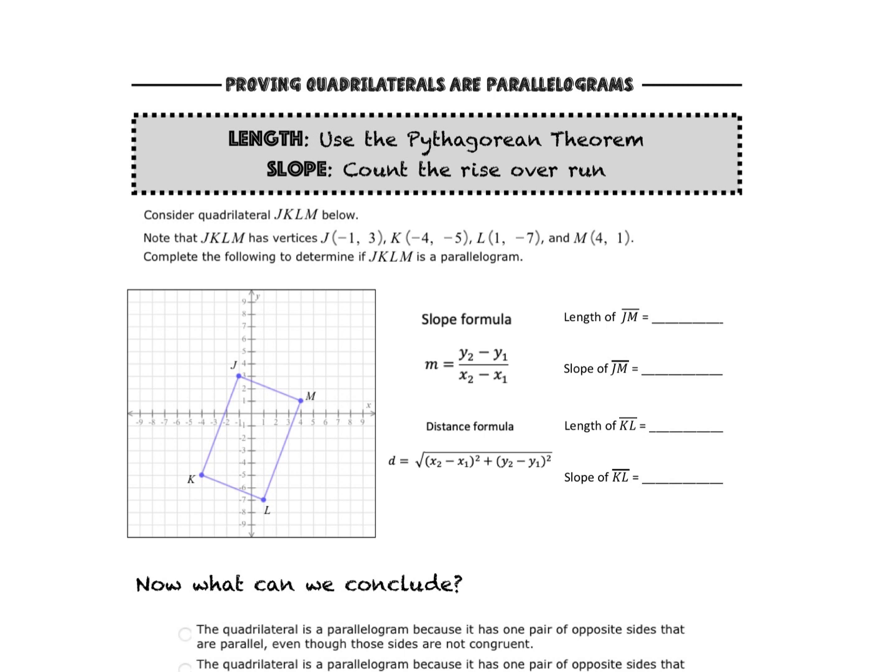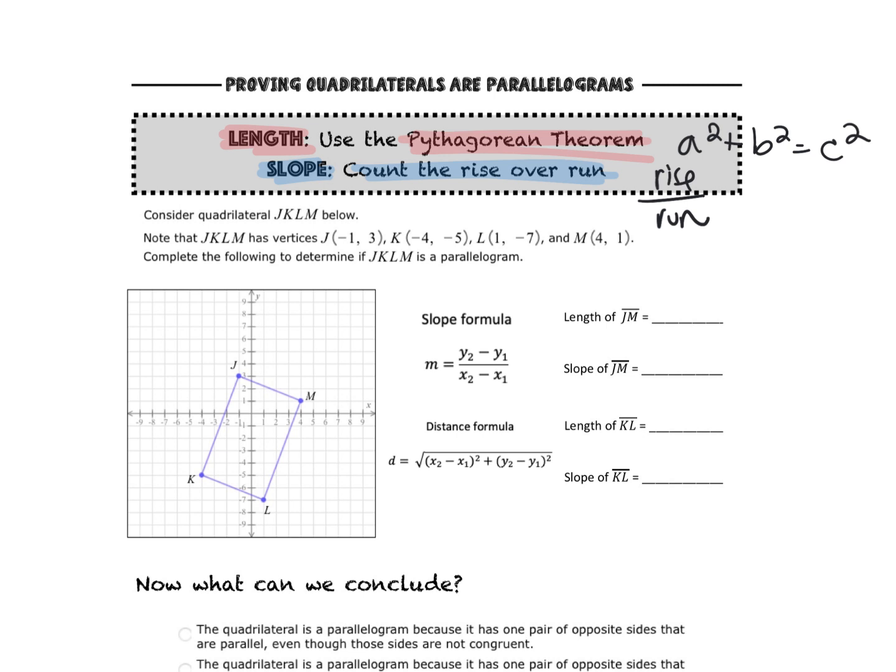So for length, here are your two big hints. To find the length, we're going to use the Pythagorean theorem. Remember, the Pythagorean theorem is a squared plus b squared equals c squared. For slope, we're going to count the rise over run. So remember, slope is rise over run, so we're going to make a fraction out of our rise over run.